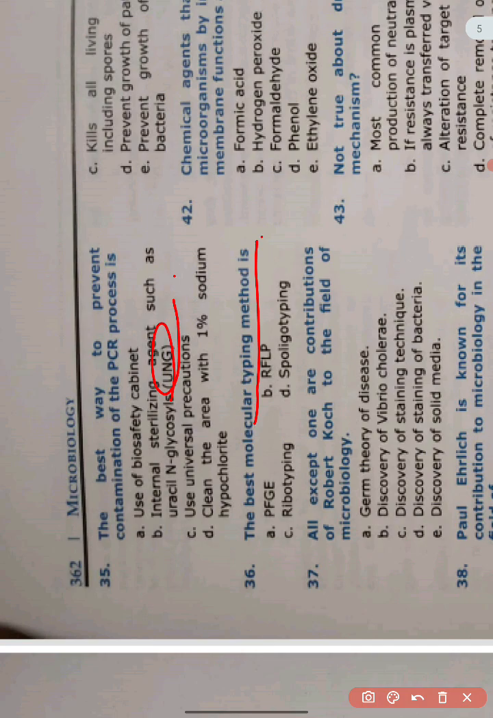The best molecular typing method is PFGE, that is the gold standard genotyping tool for molecular typing. Other genotyping methods are chromosomal DNA analysis, plasmid profile analysis, RFLP, that is restriction fragment length polymorphism, then ribotyping, that is RFLP analysis by ribosomal DNA.